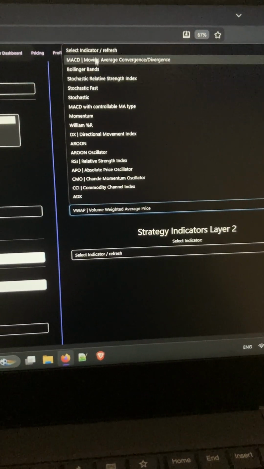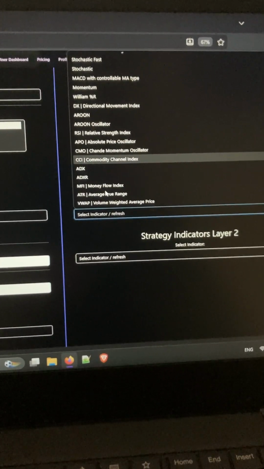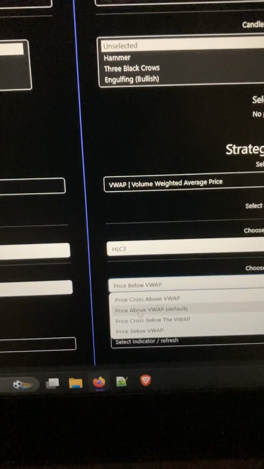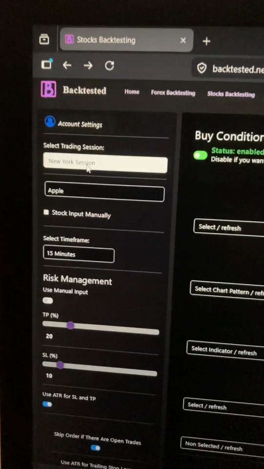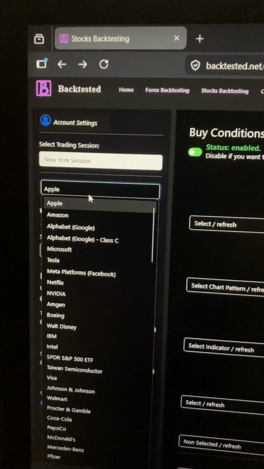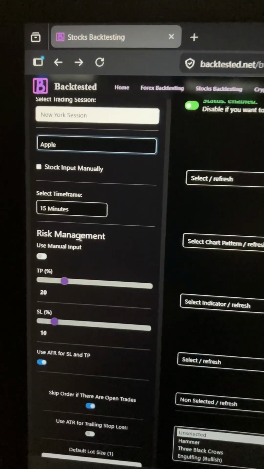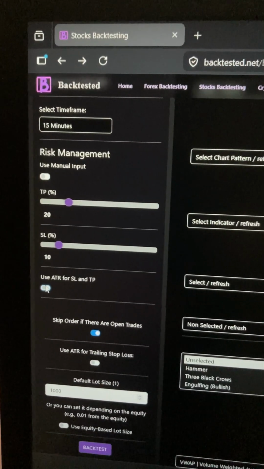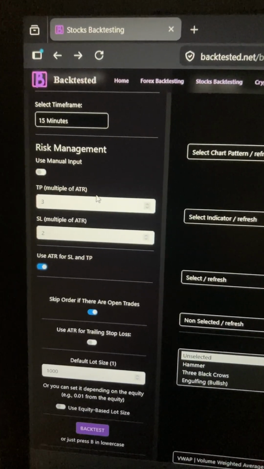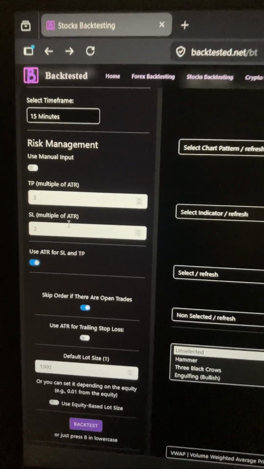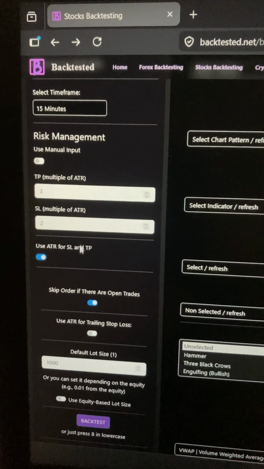So we have selected the VWAP here, HLC3, and here we selected price below the VWAP, and in this section we have selected the session to be New York session, the stock to be Apple, and we left the time frame as is, which is 15 minutes. Here we have selected the ATR, the take profit to be 3 times the ATR value and the stop loss to be 2 times the ATR value.